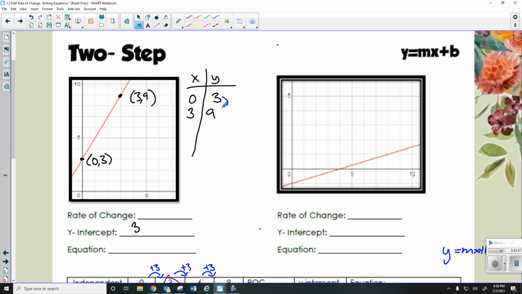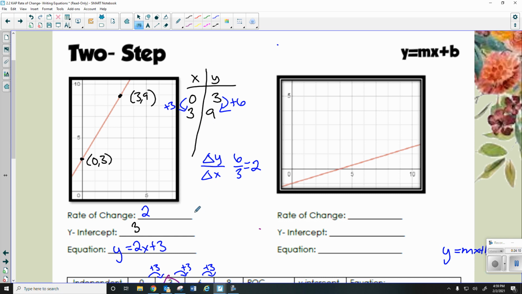Okay, change in x was plus 3, change in y plus 6. Change in y. I always write this out so I don't forget, it will mix things up. Change in y was 6, change in x was 3. That simplifies down to 2. So theoretically, if I put in that for m, that for b, y should equal 2x plus 3. But of course, we're going to check.